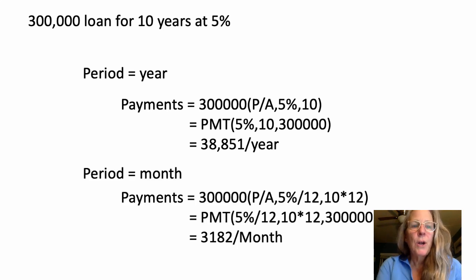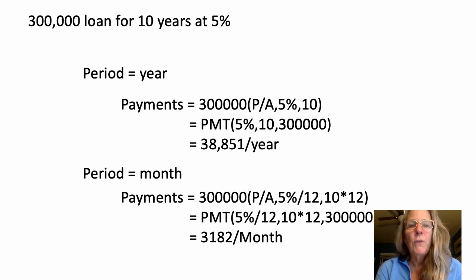Now in the other case, I could also identify the period as a month. In this case, I would take the interest rate and divide it by 12 and take the number of periods and multiply it by 12. So I could get a monthly payment of $3,182. So either way you define a period, you're just calculating the payments that you'll make on this $300,000 loan.